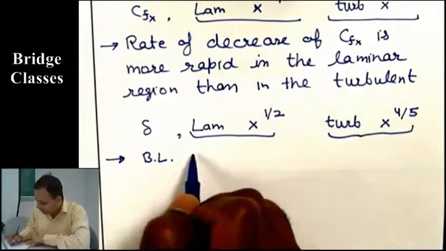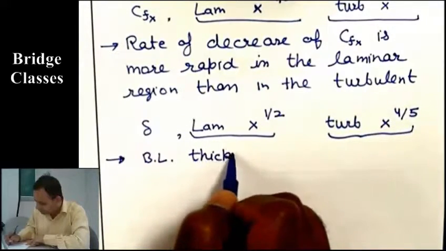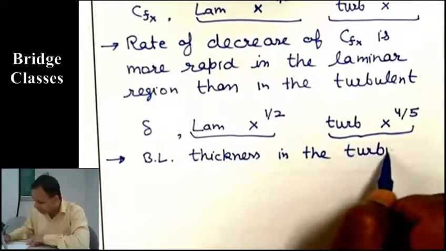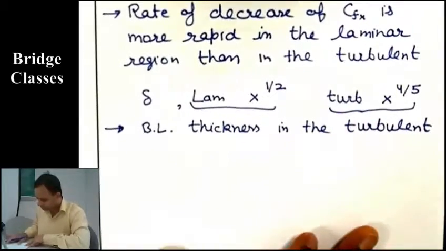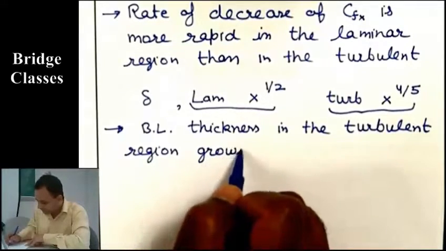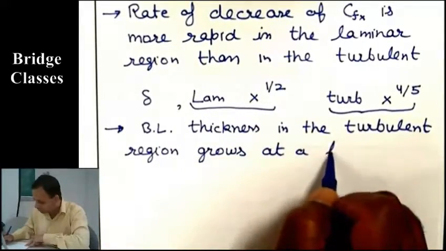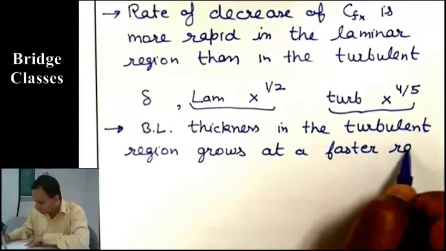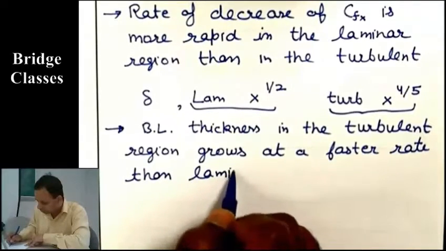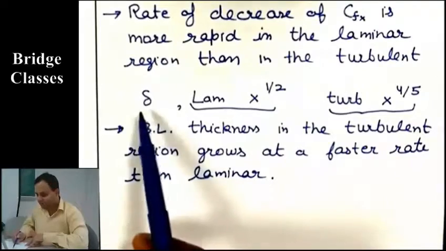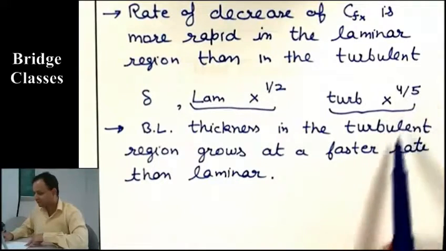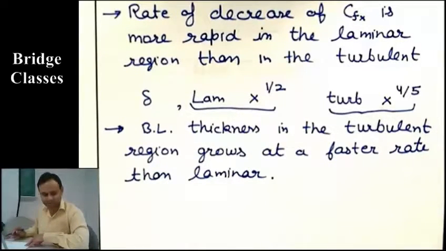the boundary layer thickness in the turbulent region grows at a faster rate than laminar. Because in the laminar region, it increases with square root of x. And this is x to the power 4 by 5. So turbulent boundary layer increases at a faster rate. Okay.